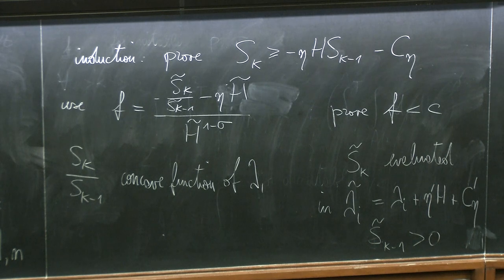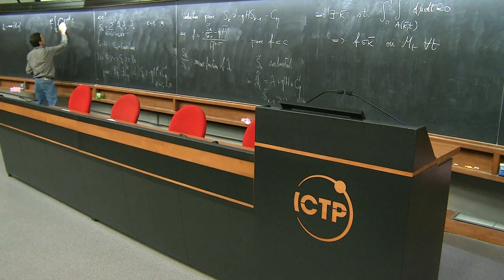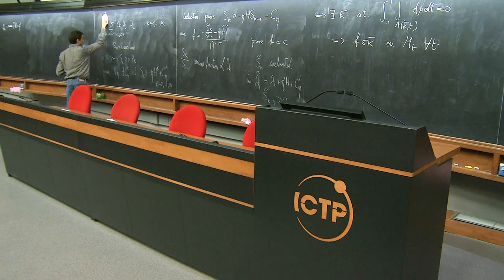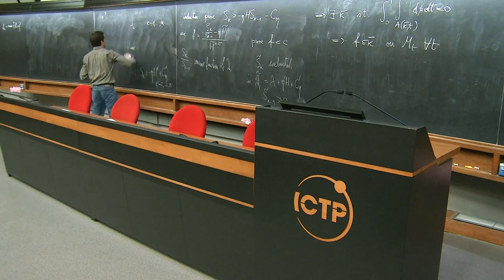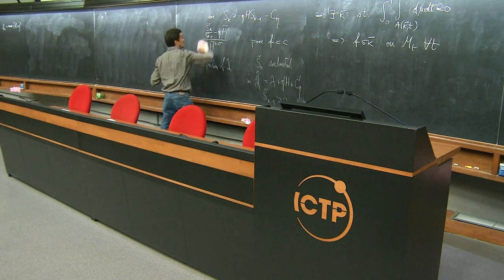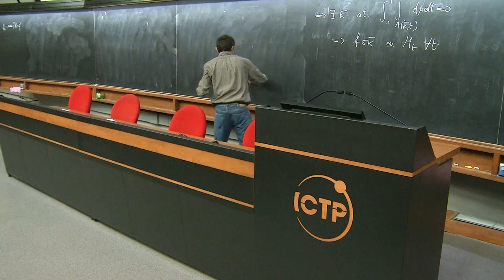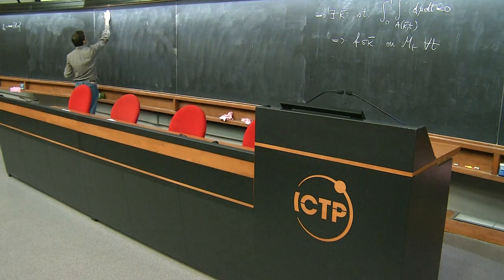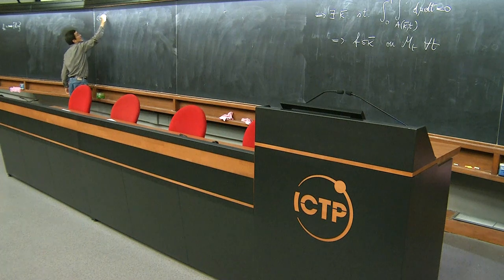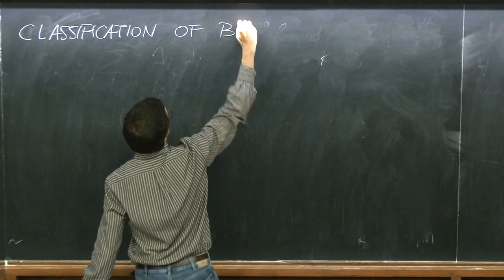Okay, so this was my sketch of the proof of the convexity estimates, and so what's the conclusion for the analysis of singularities? This is something that Gerard has already mentioned in his lectures, but I can say it in more detail now. So, classification of blow-up limits.